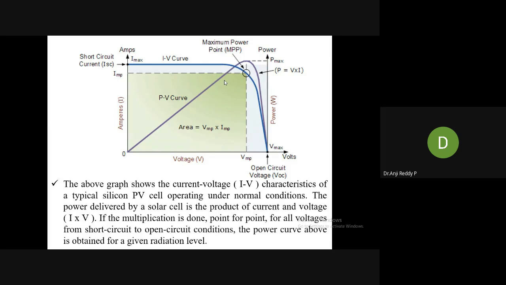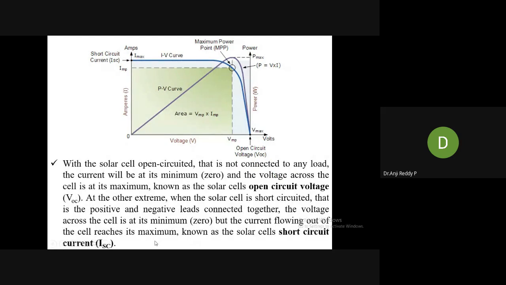That is the first point. In the second point, mainly we have to know what VOC means. VOC means open circuit voltage. What is the meaning of short circuit current? Now tell me, at VOC, the open circuit voltage, what is the current value?